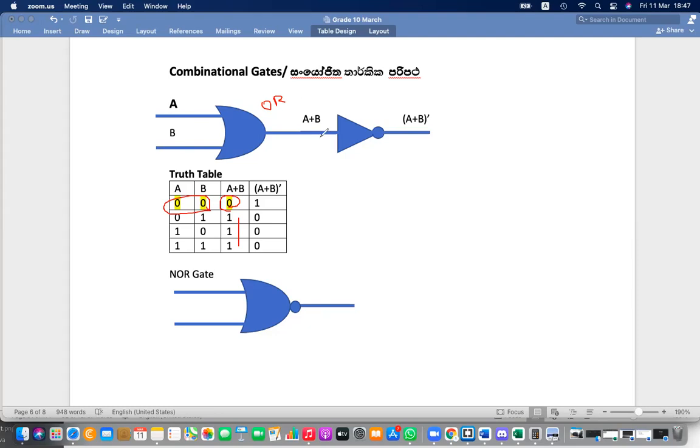So then the NOT gate will invert everything. So A or B is there. That A or B is inverted.